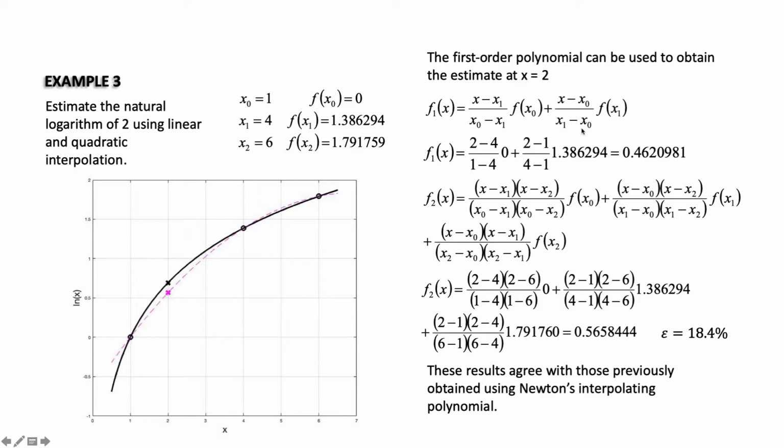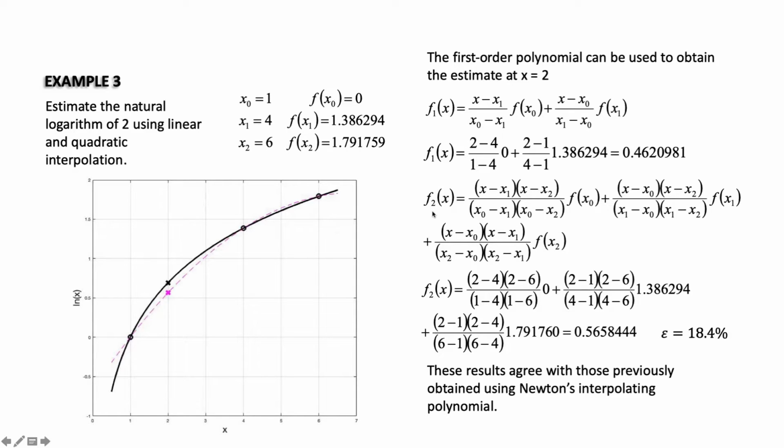Here's our Lagrange interpolating polynomial for n equals 1. We already know what these values are, and we plug the values here. So we have for f1 of x equals 0.4620981.